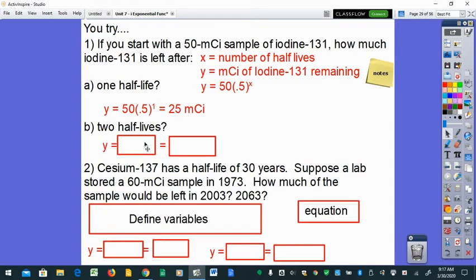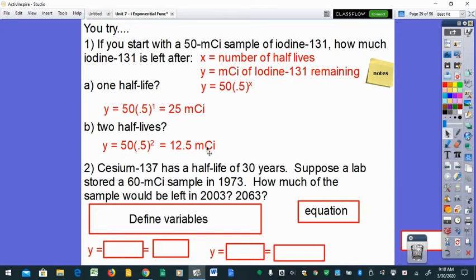Now after 2 half-lives, it would be 50 times 0.5 raised to the second power, and you're going to see it's 12.5 millicuries. And so you can kind of see that every half-life is taking away half of the substance and half of it remains. Okay, let's read number 2.